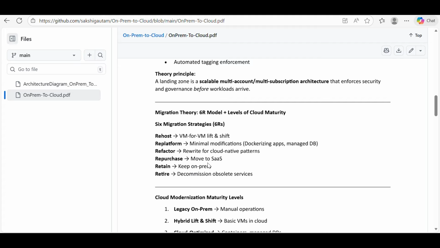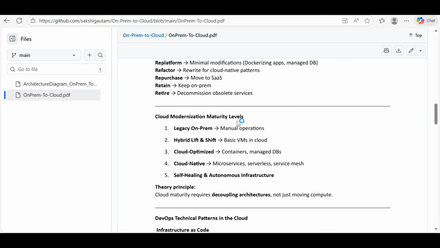Repurchase, move to SaaS, software as a service, like you completely dispose of your on-prem application and start using a SaaS. Retain, keep on-prem. Retire, decommission obsolete services. So these are the migration strategies. With retain, some things you will keep on-prem only, you won't be migrating them. That is one strategy. Or retire means if you don't want something, you decommission it.